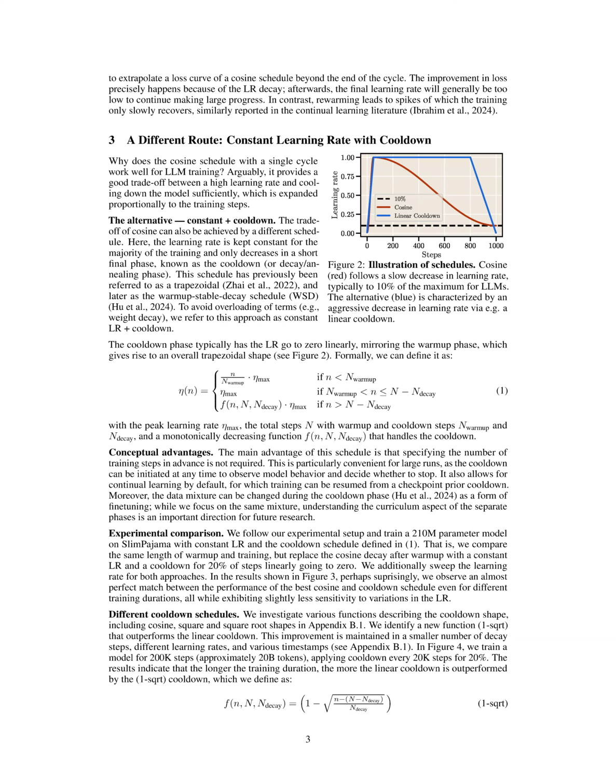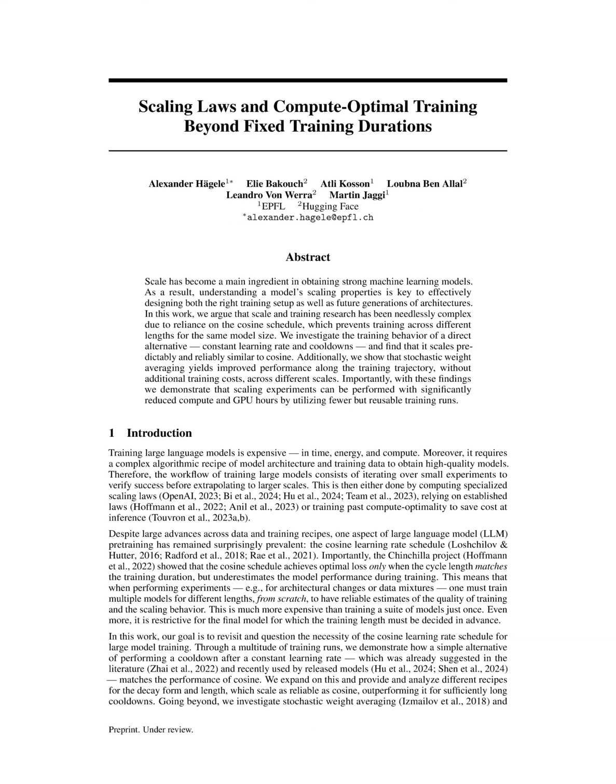In conclusion, the constant learning rate with a cooldown phase offers a practical and efficient alternative to the cosine learning rate schedule for training large language models. It provides comparable performance, increased flexibility, and substantial savings in computational resources, making it a viable option for researchers and practitioners in the field of large language model training.